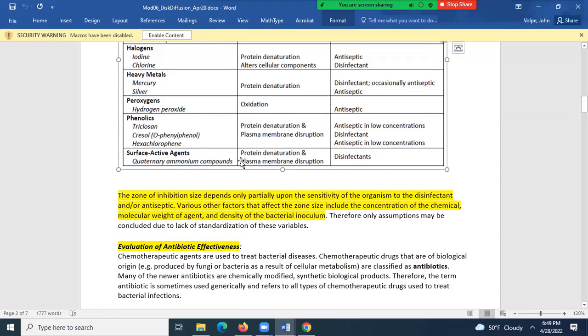Surface active agents include disinfectants. They denature proteins and disrupt the plasma membrane. An example of that is quaternary ammonium compounds, which I think is something that's now used in hospitals. Somebody can speak up if you know specifically.